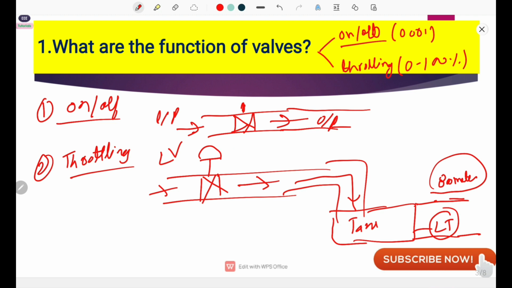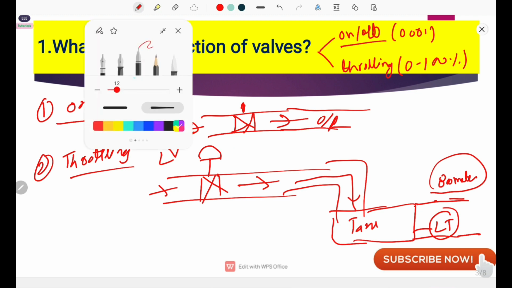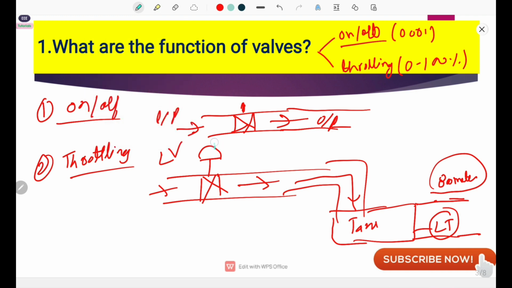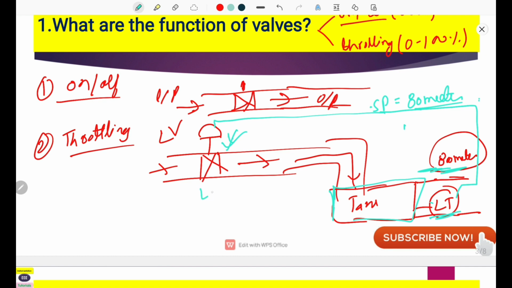So this valve is closed loop with this LT. So when we have given the set point of 80 meter, through this valve the LT will maintain the level of the tank at 80 meter. So this is how this LV will work, throttling, because it will maintain below the 80 meters level in this tank. So this is the function of the valve.